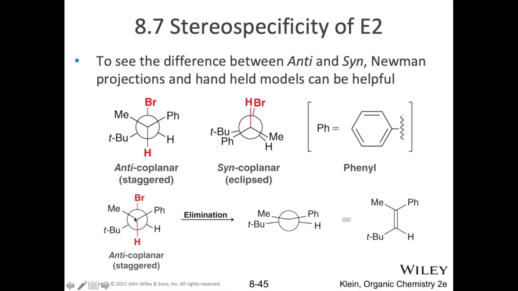Okay, so if your methyl and terpyl group are on this side, on the same side here, and your benzene and hydrogen are on the same side here, they'll be on those same sides for your resulting alkene.